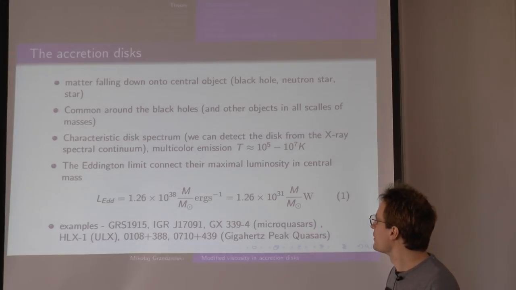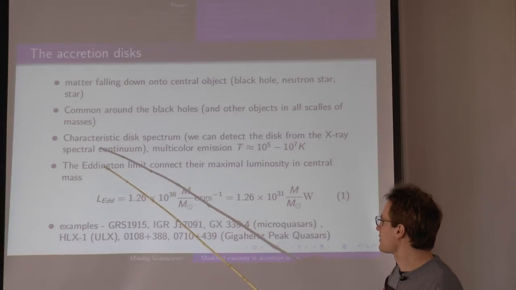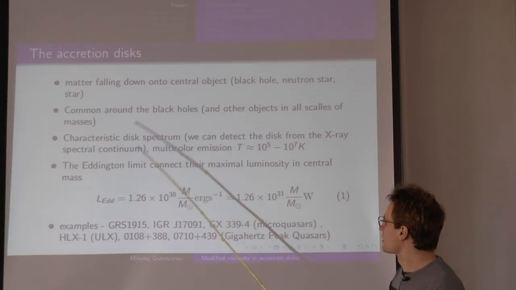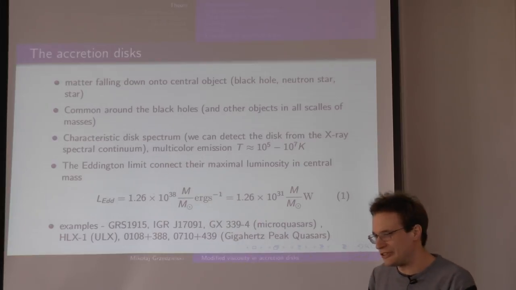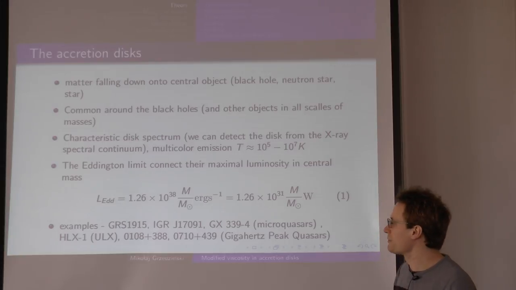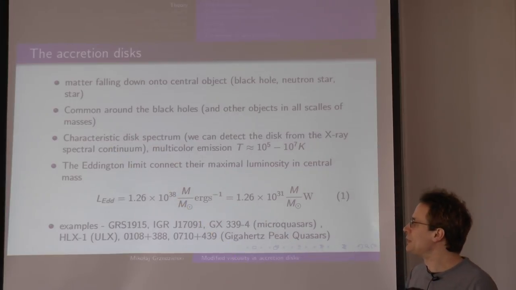They have a very characteristic disk black body spectrum. This is a black body with some special temperature distribution, so we have a very special shape of this spectrum. And one characteristic thing is the Eddington limit.